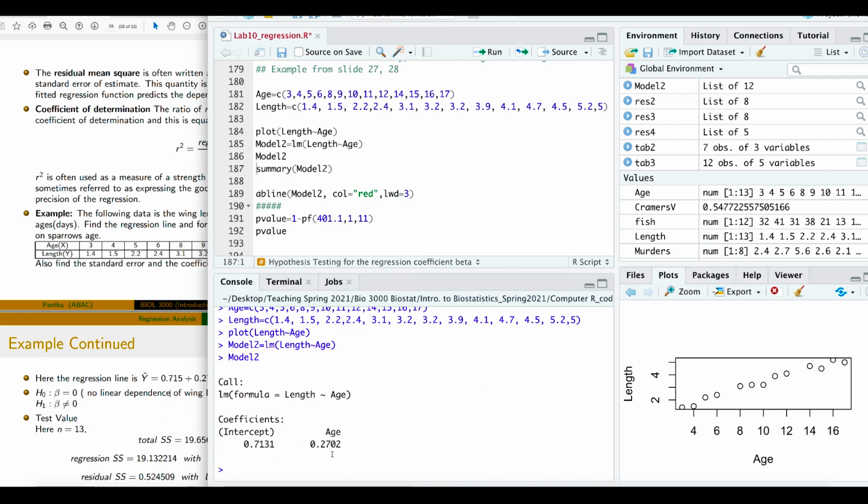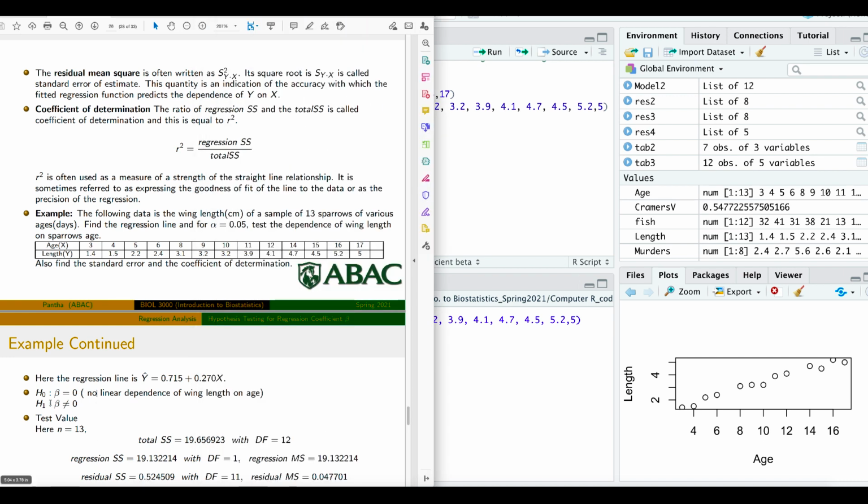Now, this is for the sample data. You see that the value of B is not 0. But how about the population? Is the population regression coefficient, that is the beta value, 0 or non-zero? Is it significantly different from 0 or not? That's what you want to see. Okay, so H0 is beta equals 0, that means no linear dependency of wing length on age, and H1 is beta not equal to 0, meaning wing length actually depends on the age. That's what we are saying here.